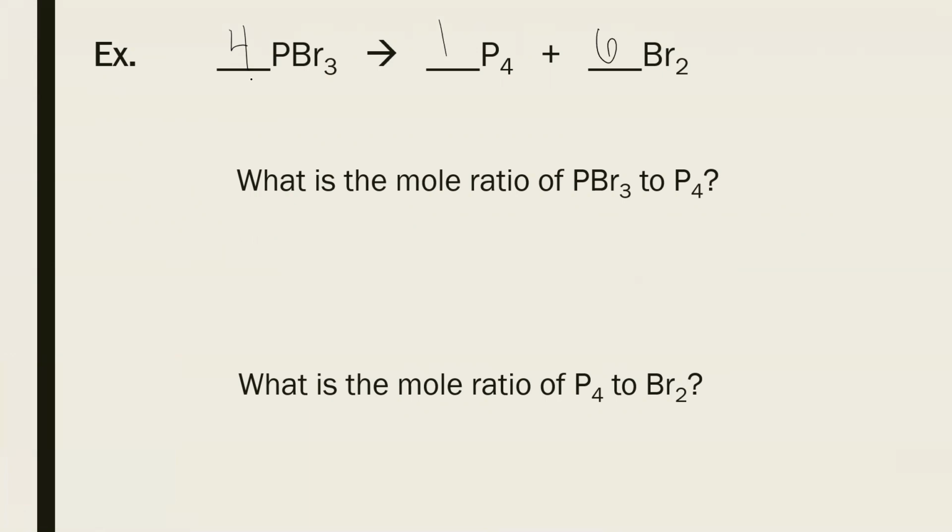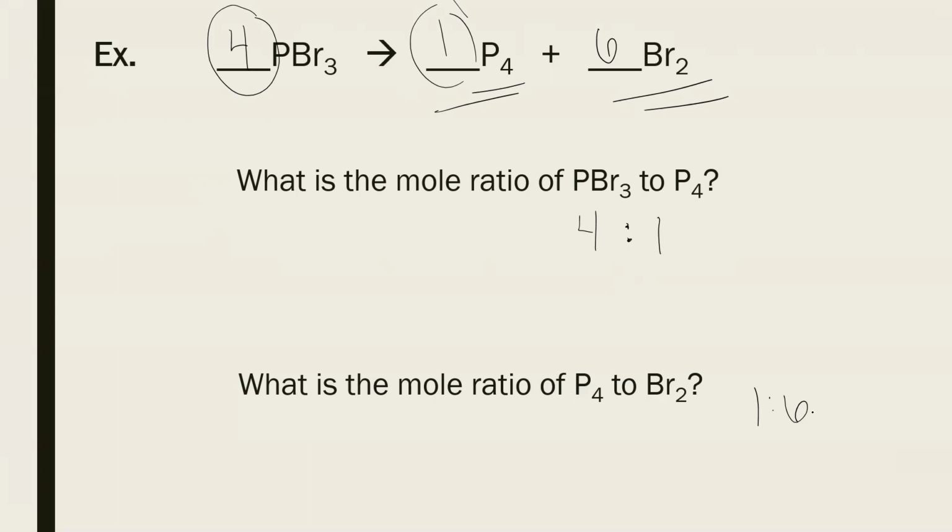Yep. Okay, so what's the mole ratio of PBr3 to P4? Well, you use the coefficients from your balanced equation. So it's 4, and the 2 dots means ratio, to 1. Now we don't write it like that in our stoichiometry, but that's what it would be. Mole ratio of P4 to Br2, it's 1 to 6. So you have to have the correct balancing first or you won't get the right mole ratio, but before that, you have to actually write the equation correctly.